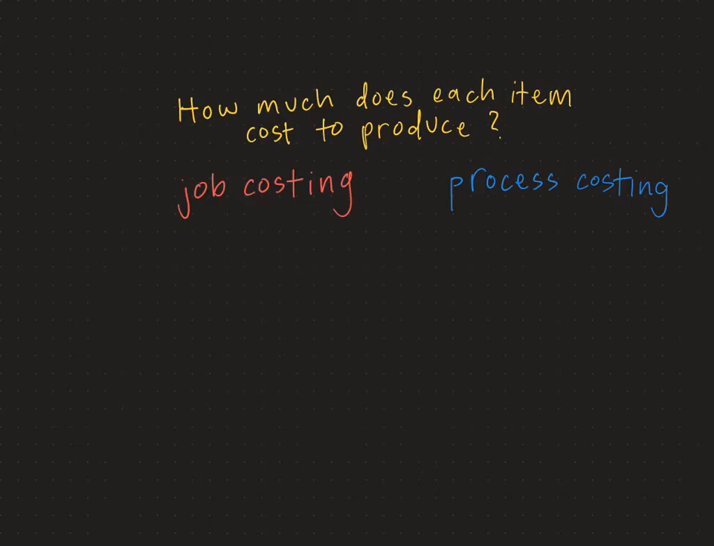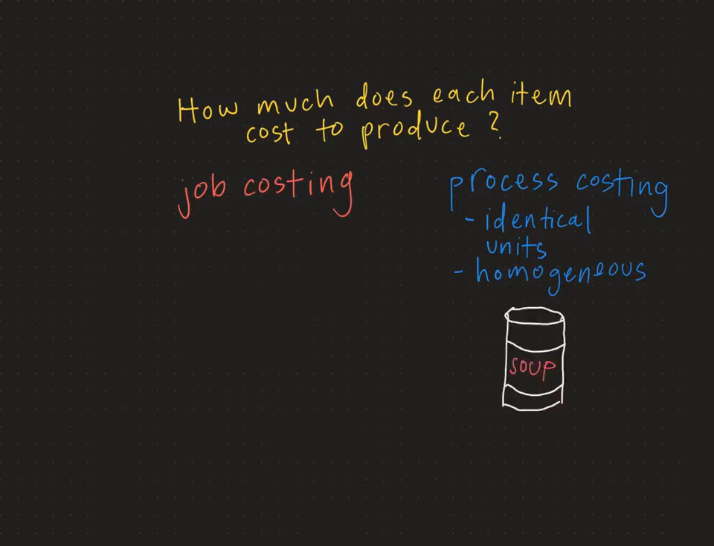Process costing is the best choice when the items produced are exactly the same, homogeneous. For example, let's imagine a factory that makes chicken noodle soup. All day long, that factory might run multiple batches throughout the day, but every single time they are making identical cans of soup. That's all we're going to say about process costing for now.